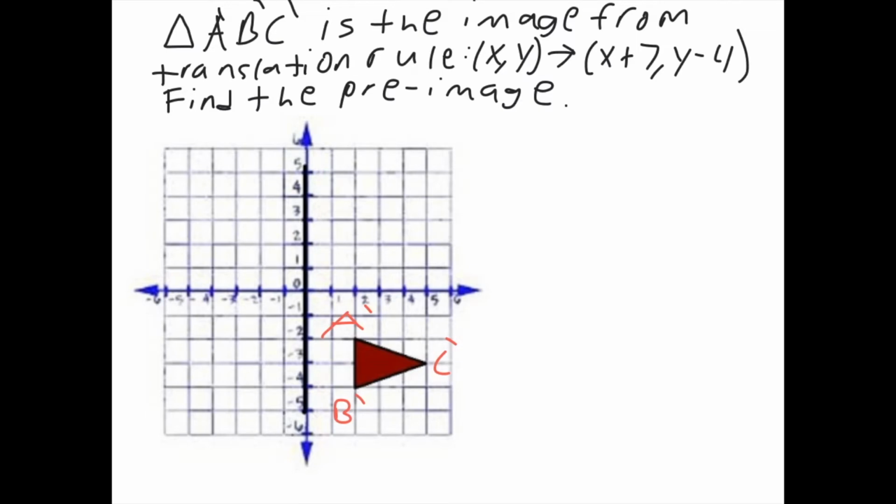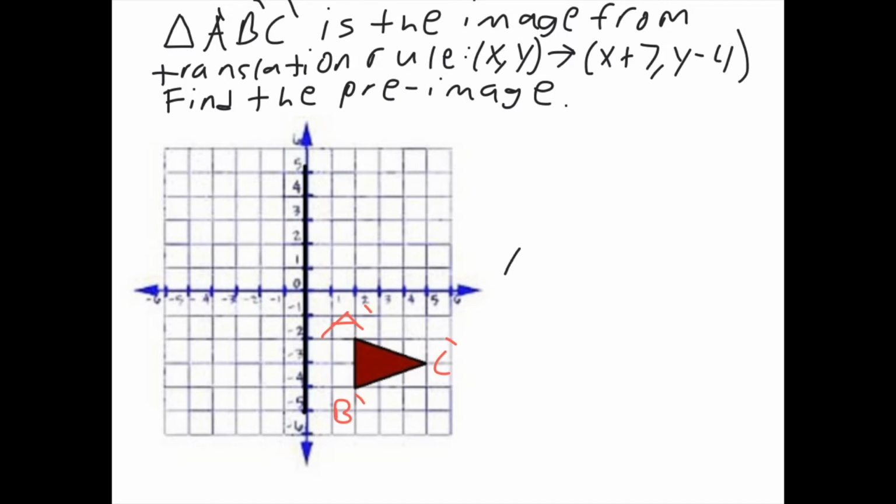In this final example, we have triangle A prime, B prime, C prime, which is the image from the translation rule (x, y) goes to (x plus 7, y minus 4), and it wants you to find the pre-image. What that means is what we are given now is the image. We're given it after it's been translated, and it wants us to find the original image, the pre-image. What did it look like beforehand, before the transformation?